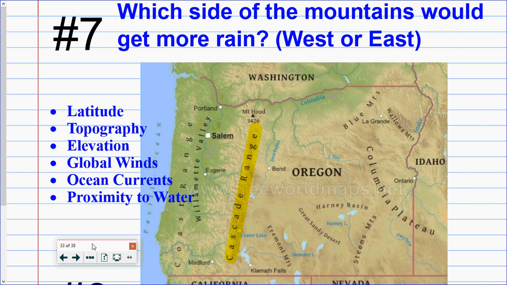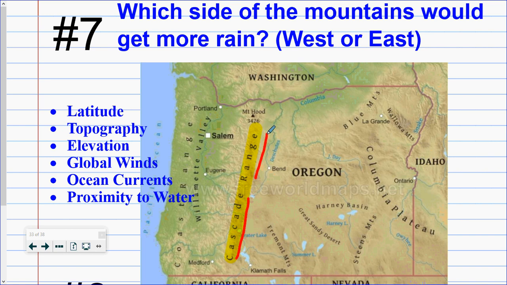Ooh, this is another good one. Number 7, which side of the mountains would get more rain, the east or the west? So we're referring to the Cascade Mountain Range here. I gave you examples of Portland and Bend over here, slightly different latitudes, but close. Which side would get more rain? Definitely the west side.